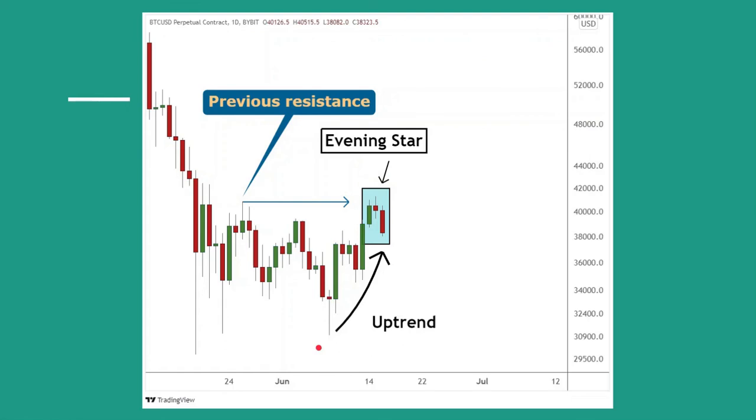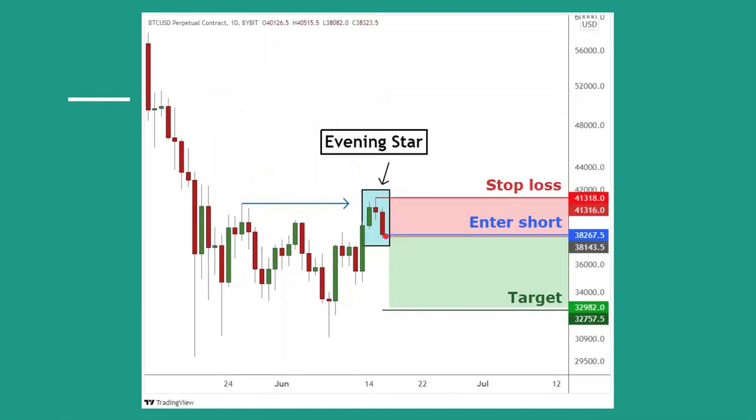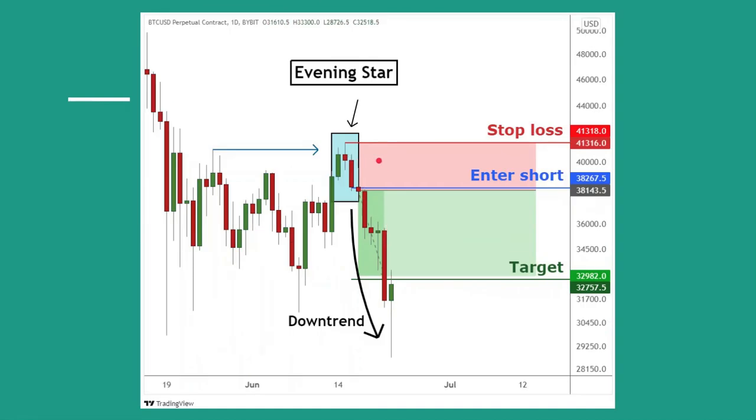So here we have an uptrend, and then the price reached a previous resistance, and you can see the evening star pattern forms here. So in the next step, as we just explained, in the next candle you can enter a short one tick below the close of this candle and put the stop loss either here or above this one. And here is the result. You can see when you enter the trade here, it continues to go down and hits your target.